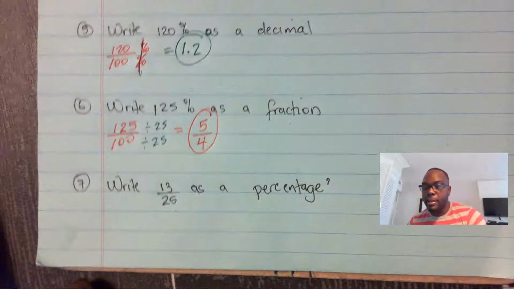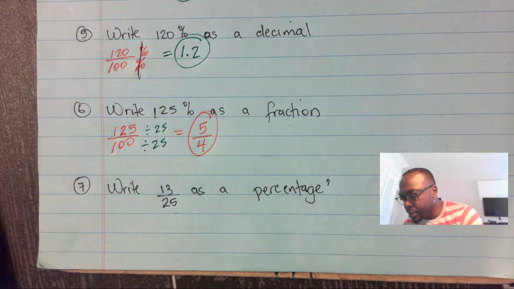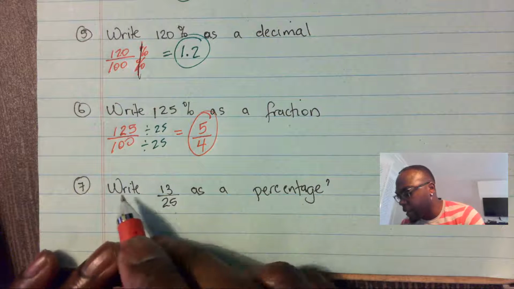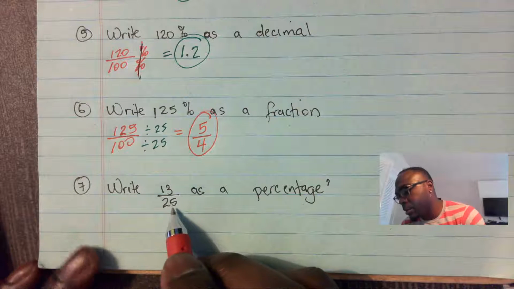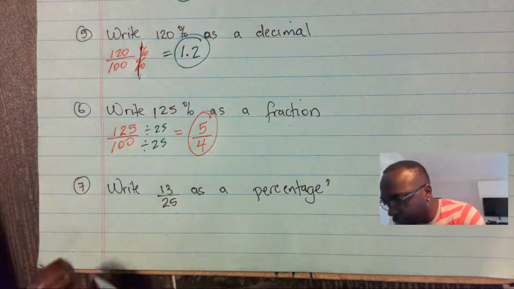Let's go ahead and look at one more. And then you guys have one Excel that you're going to complete, which should be nothing crazy. So we're going to write 13 over 25 as a percentage. I'm going to show you this two ways again.